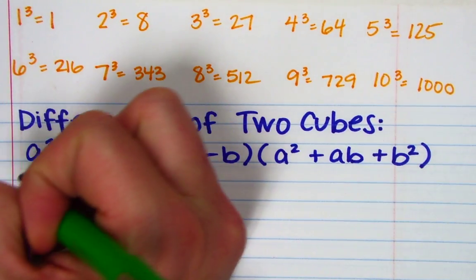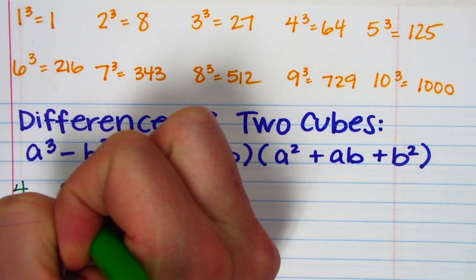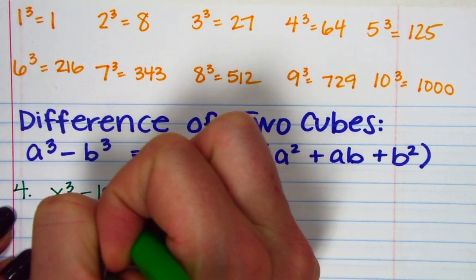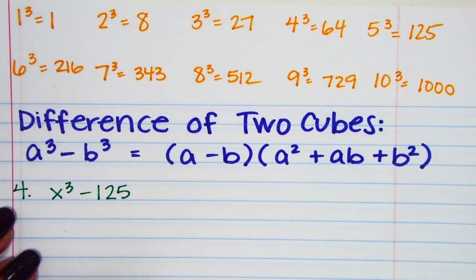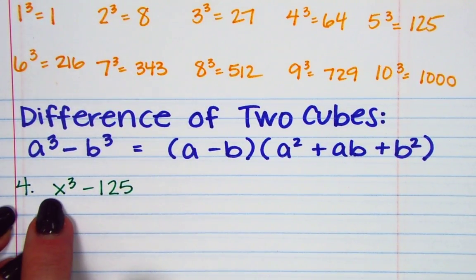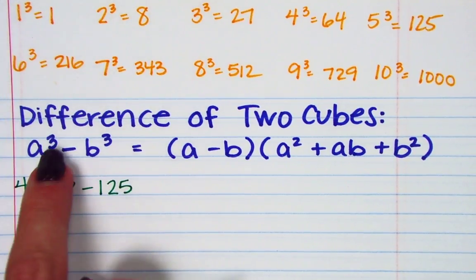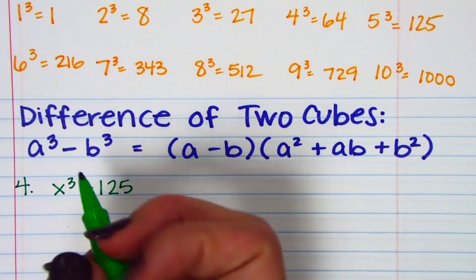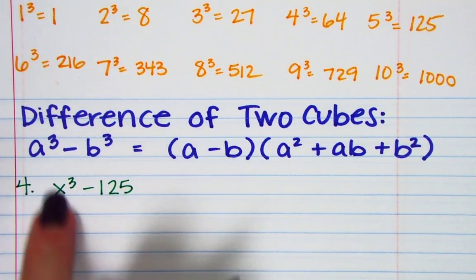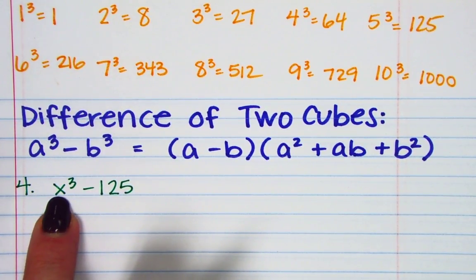So number 4, we're going to do x cubed minus 125. I see that's the 2 cubes, right? x cubed is a cube. 125 is a cube. It's a difference because it's subtracting. So this one will be a difference of 2 cubes. First we need to label a and b in this formula. So a is what's right here in the a cubed position. So what's our a in this one?